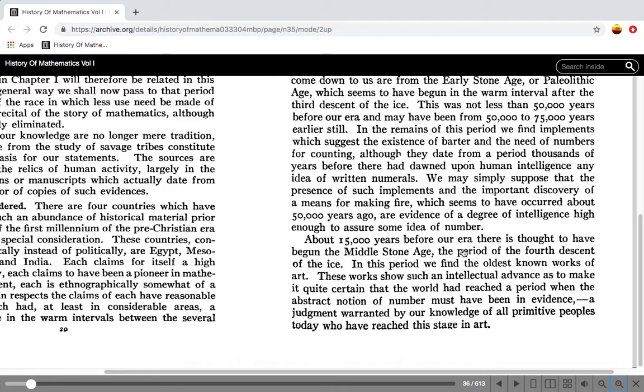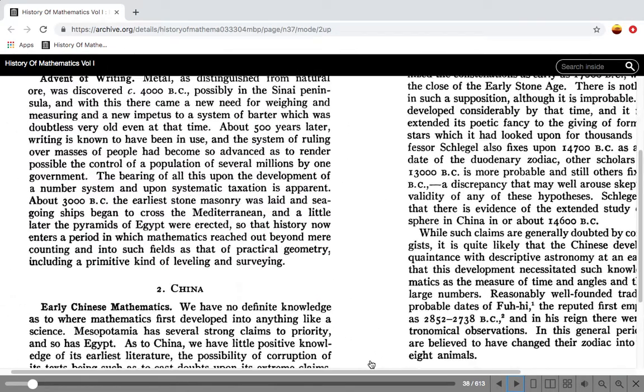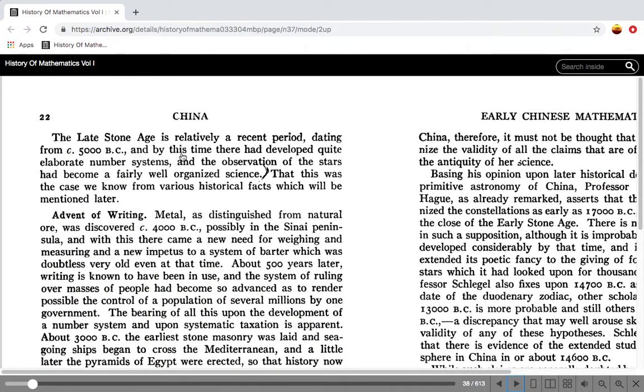About 15,000 years before our era, there is thought to have begun the Middle Stone Age, the period of the fourth descent of the ice. In this period, we find the oldest known works of art. These works show such an intellectual advance as to make it quite certain that the world had reached a period when the abstract notion of number must have been in evidence, a judgment warranted by our knowledge of all primitive peoples today who have reached this stage in art. The Late Stone Age is relatively a recent period, dating from c. 5000 BC, and by this time there had developed quite elaborate number systems, and the observation of the stars had become a fairly well organized science. That this was the case we know from various historical facts which will be mentioned later.